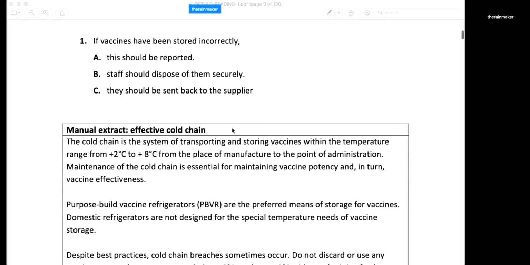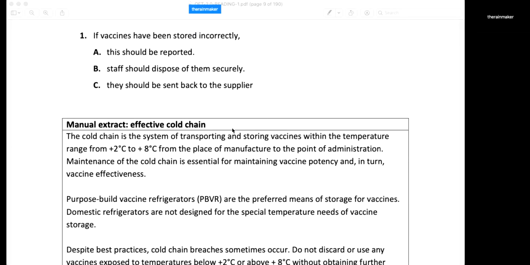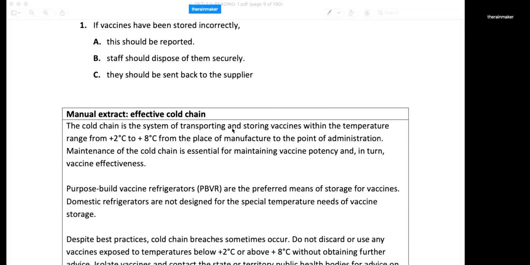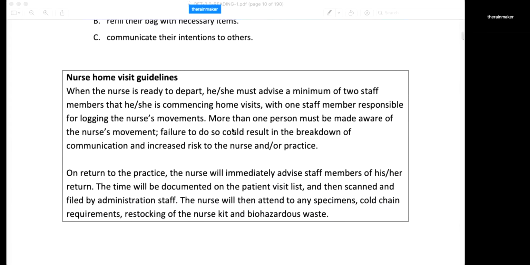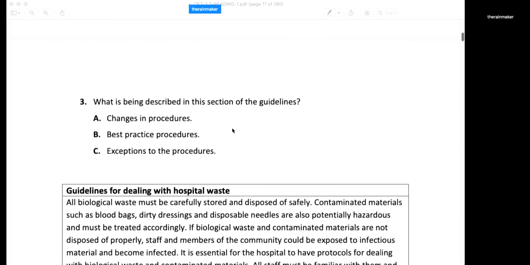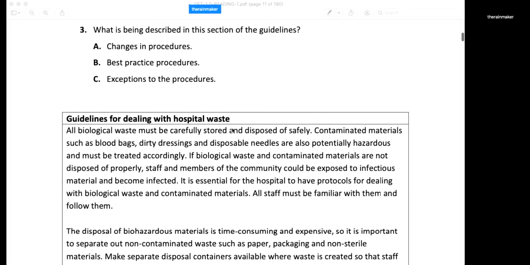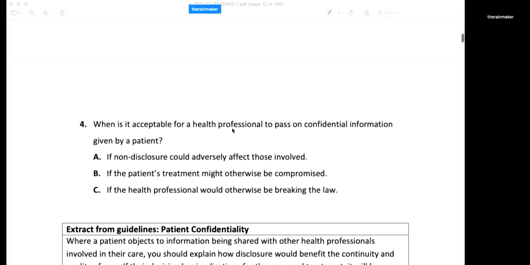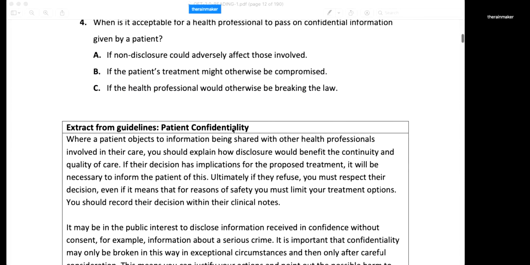You must be noticing that you have these small boxes that you have to read, and then you have to shade your answers. That is above the text. So first one, what do you see there? Effective cold chain manual extract. Here, nurse home visit guidelines. This is from nursing. And you have 3 questions. They are different, right? Look at the third one. Guidelines for dealing with hospital waste. Again, different. Then you have extract from guidelines, patients, confidentiality, ethics, isn't it?